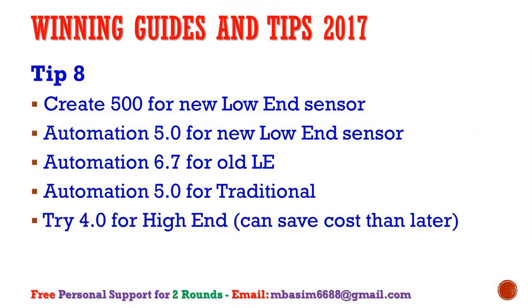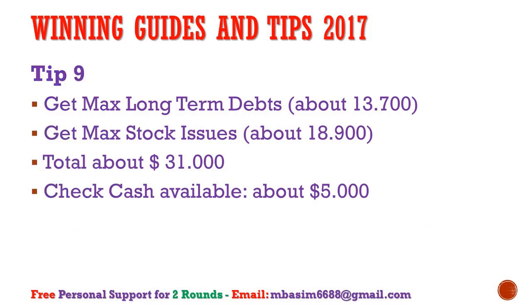And tip number 8: we create 500 capacity for the low-end sensor we just added in this round. So we need capacity, and in round 2 we can start production. Automation 5 for low end, 6 or 6.7 for low end, and 5 for traditional.